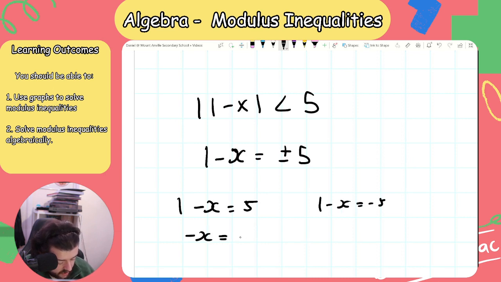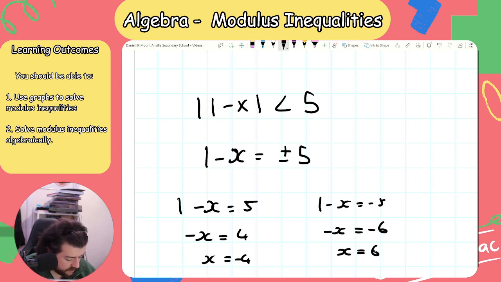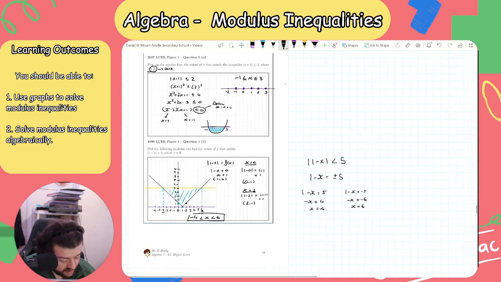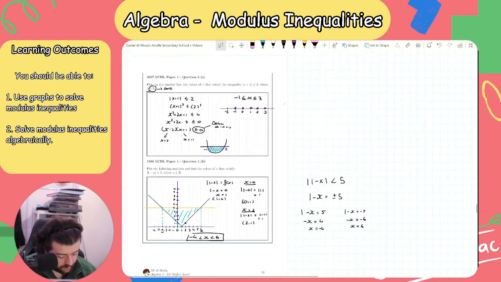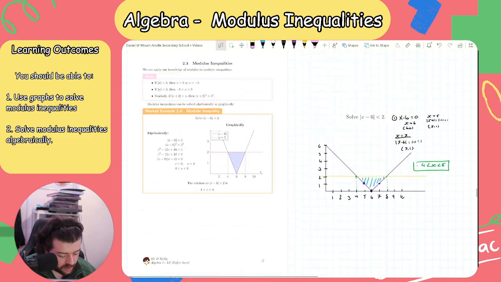Minus x is going to equal 4, so x is going to equal minus 4. And minus x is going to equal minus 6, so x is going to equal 6. And they are the two values I pointed out there. So I am correct. So there were some questions there on modulus inequalities.